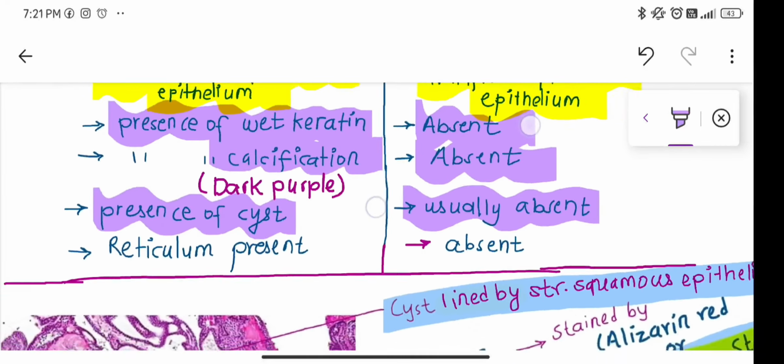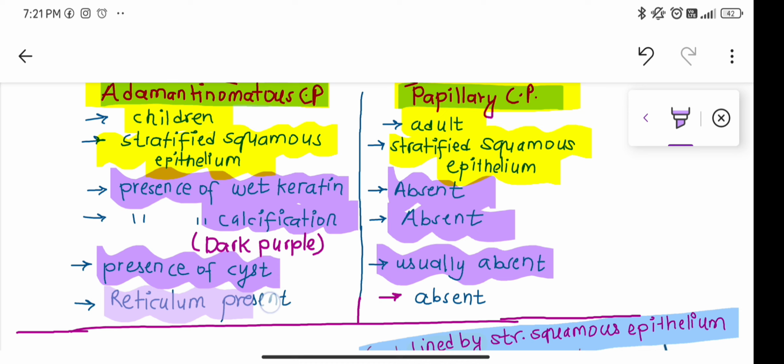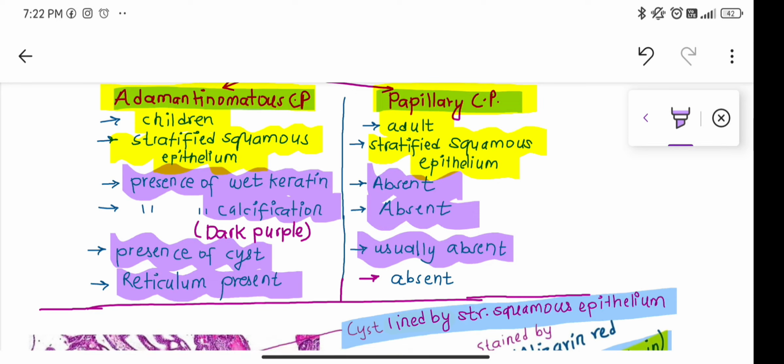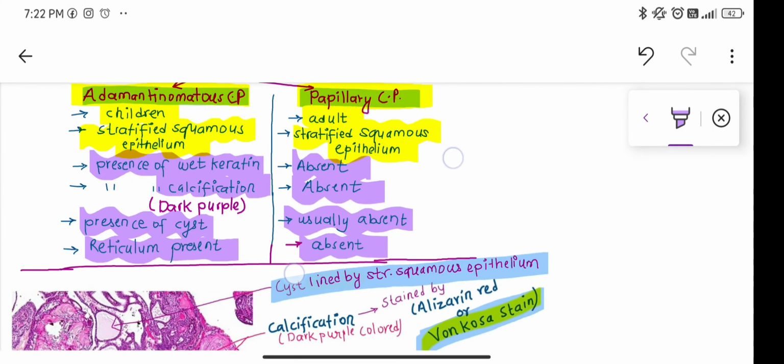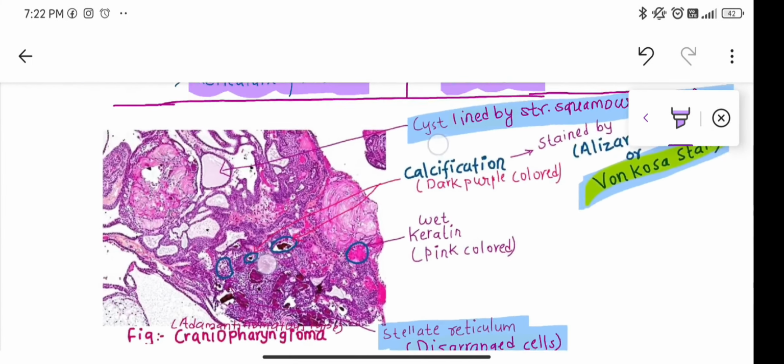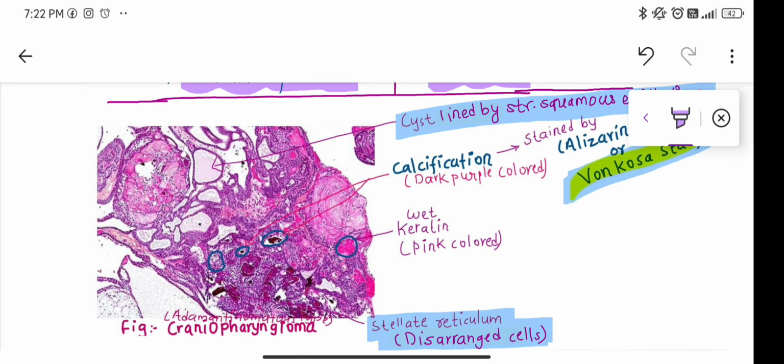Now, reticulum. Reticulum simply means a pattern. The cells are not arranged in a palisading pattern, not arranged along a basement membrane. They are haphazardly located, so there will be disarranged cells. That is, the stellate reticulum is present in adamantinomatous, but here it is absent in papillary craniopharyngioma. So we have to clear our concept, as the image is most commonly asked.